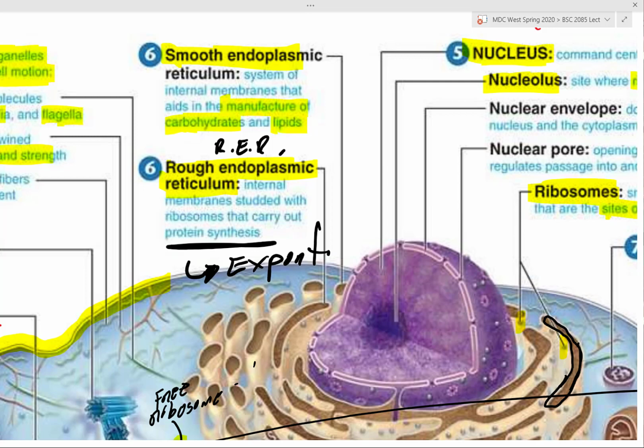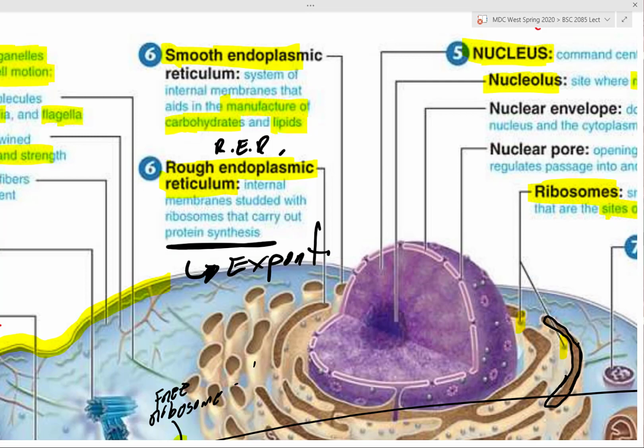What carbs do you make in your body? How do you store carbs? What is the way of storing carbs? We talked about it. Glycogen. So the carb that they're talking about is what? Glycogen. So glycogen synthesis. The glycogen that is stored in your liver. So what are you going to have? A lot of smooth endoplasmic reticulum in your liver cells. Does that make sense? Because that's where you store most of the glycogen.